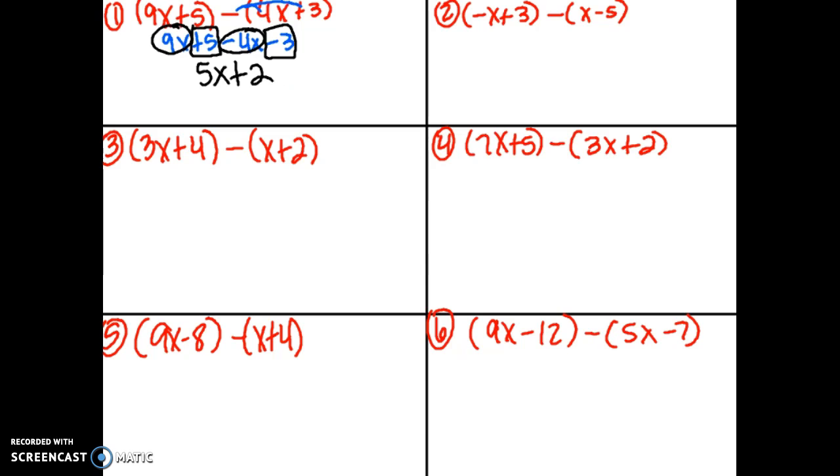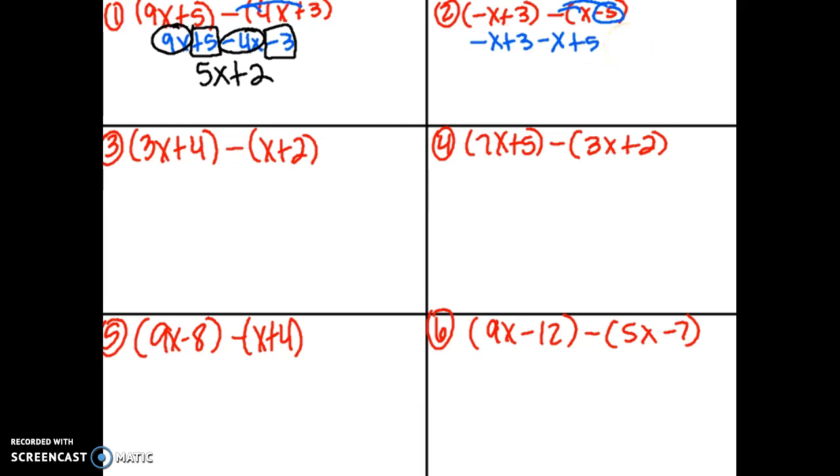Number 2, there's nothing to distribute in the first set of parentheses, so I just write down negative x plus 3. Because I'm subtracting, I take the opposite of everything in the second set of parentheses. The opposite of x is negative x. The opposite of subtracting 5 or negative 5 is adding 5 or positive 5.